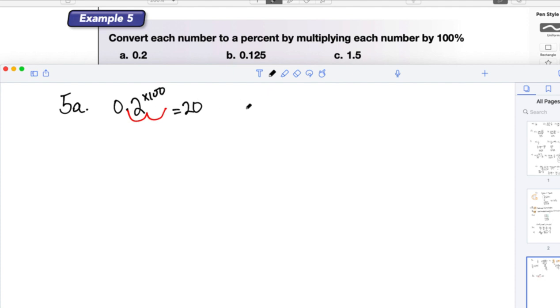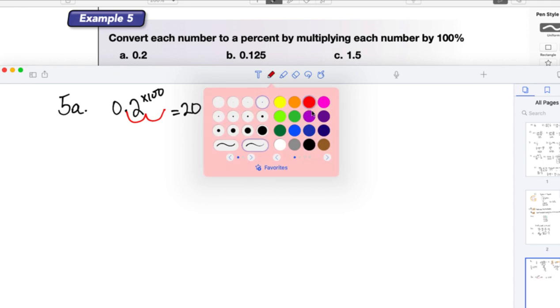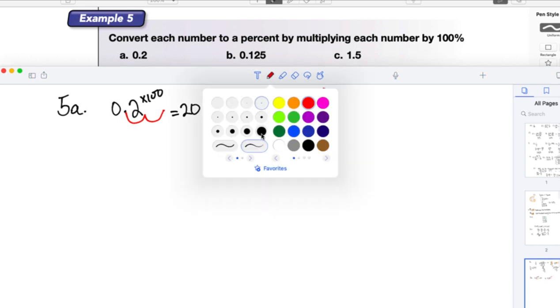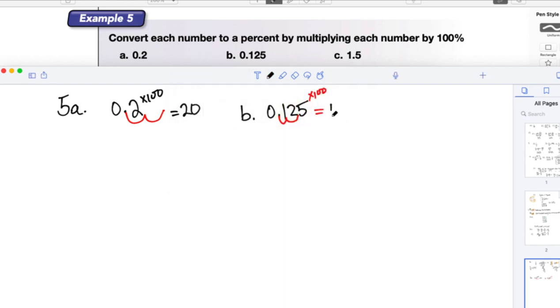Let's try 5b. We start off with 0.125. Again, we're multiplying by 100, which really means we are moving that decimal place over 2 spaces to the right. 1, 2. You can see that by multiplying by 100, we end up with 12.5. I'm looking for my black pen here to write it like that, 12.5. Let's do it one last time. In C, we have 1.5, multiplying by 100 again to change it to a percentage.